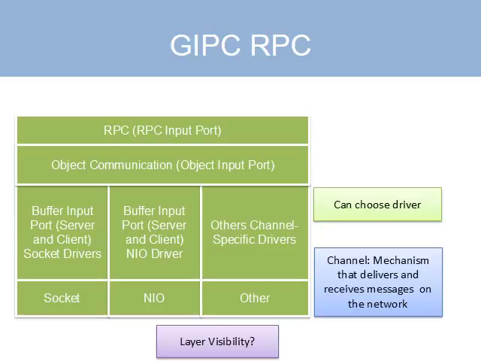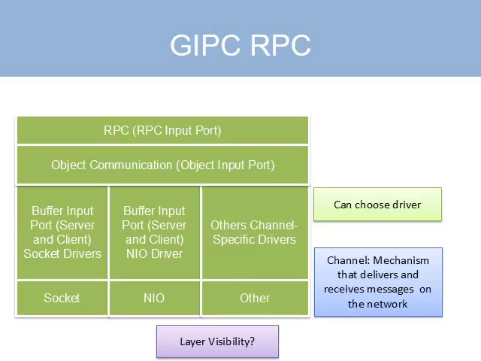So the issue is layer visibility. I said that when you design a layered system, you have to figure out how deep you allow layers to see. So the question for me was that when you're working at the RPC layer, should you be able to use also the object layer and the byte layer? And before we figure out whether you should or not, what would that really mean?